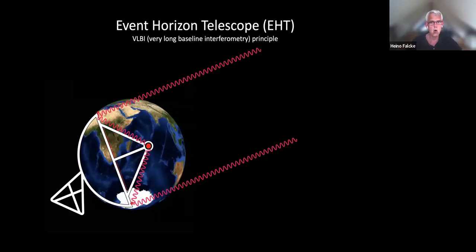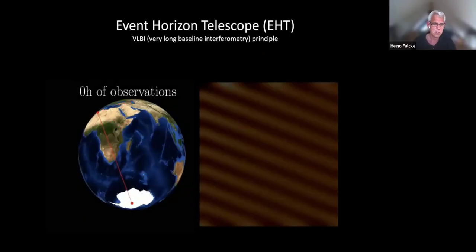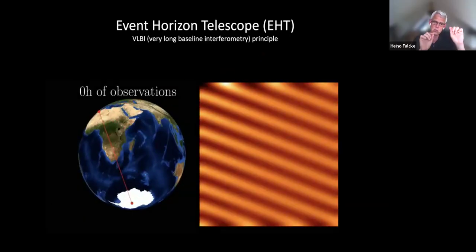And then rather than having it go to the focus point, you just add the two up with a proper delay, which you need to calculate. And then you get the same output as a normal telescope would do. Now, if you do this reflection only in one point of the telescope, what you get is this interference pattern, because the two waves are put on top of each other.